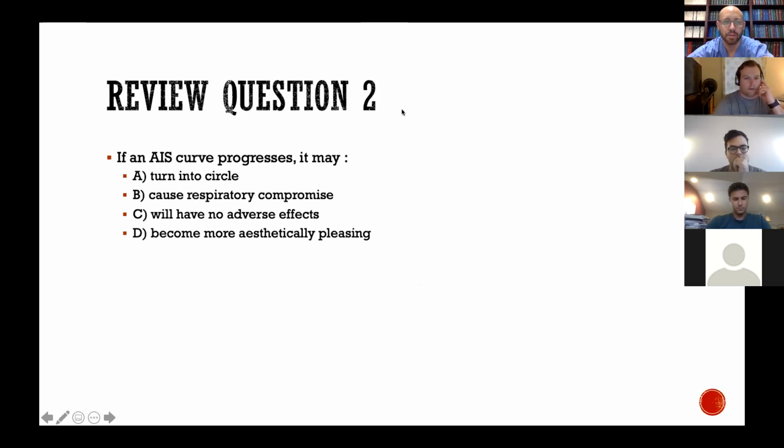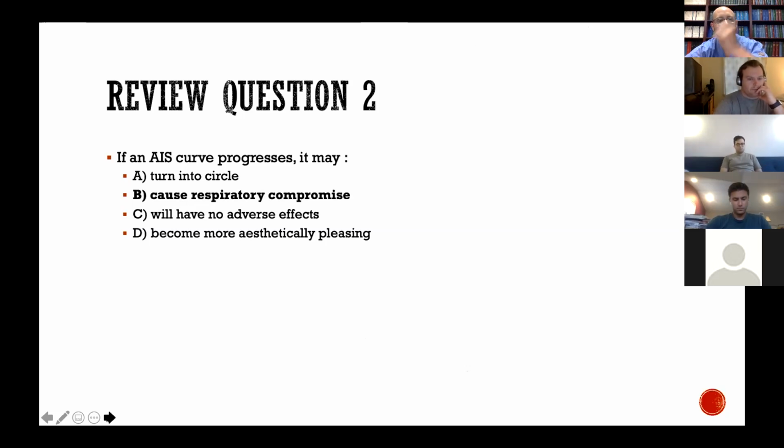All right, question number 2. If the curve progresses, it may do what? Alrighty. So again, majority of you guys got it right. If it progresses far enough, the curve is going to start pressing on the lungs, not give you enough lung volume, and you can start to have some respiratory compromise.